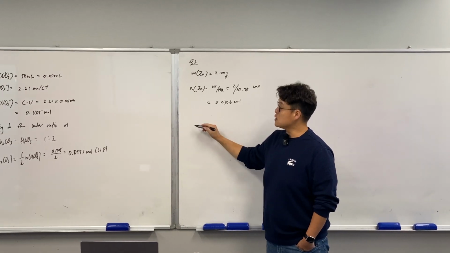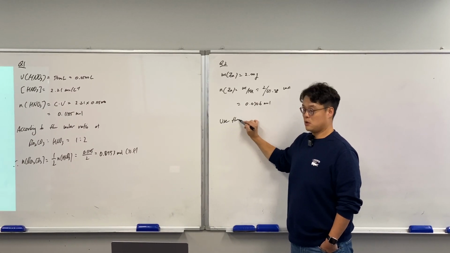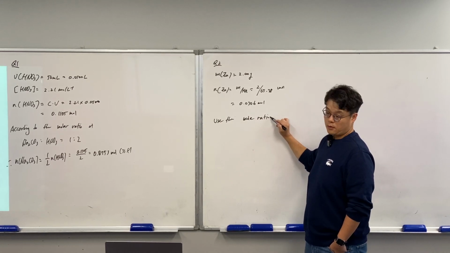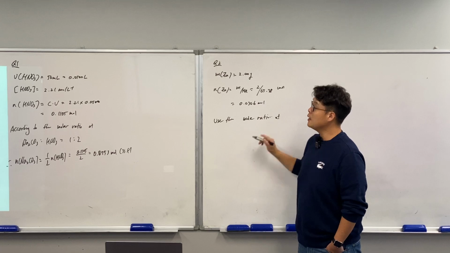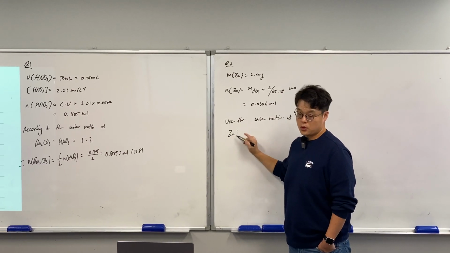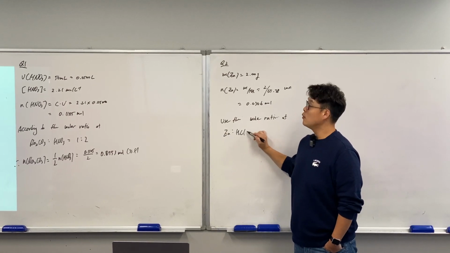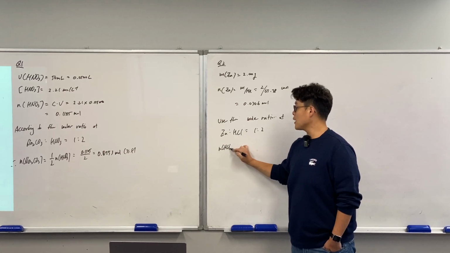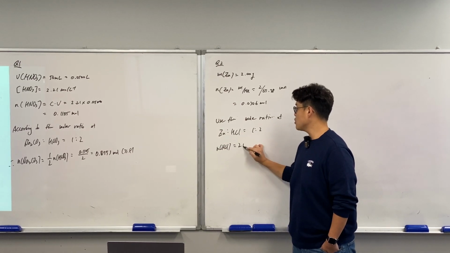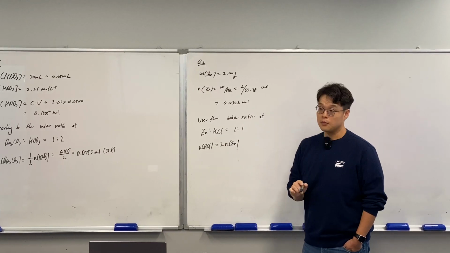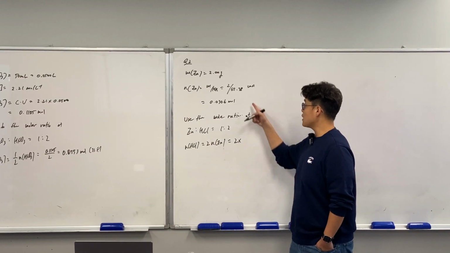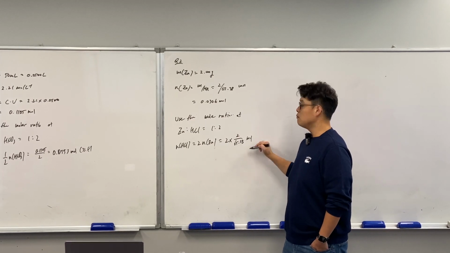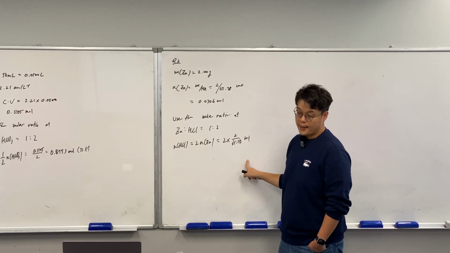Then what we do is we use the mole ratio of the zinc to the hydrochloric acid. What is the ratio? Is that 1 to 2? We're to get n of the hydrochloric acid, therefore what? 2n of the zinc. It's the same as 2 times that, and I use the exact value, 2 over 65.38. So we're given now n.